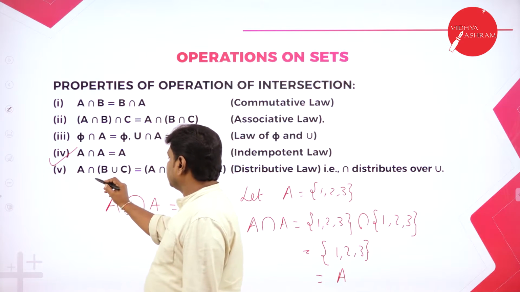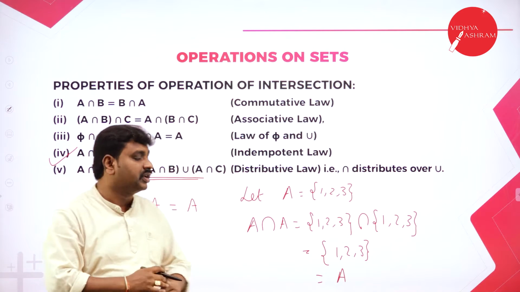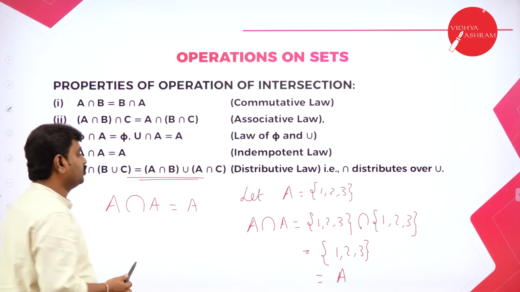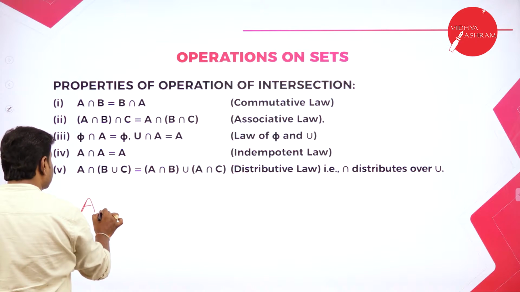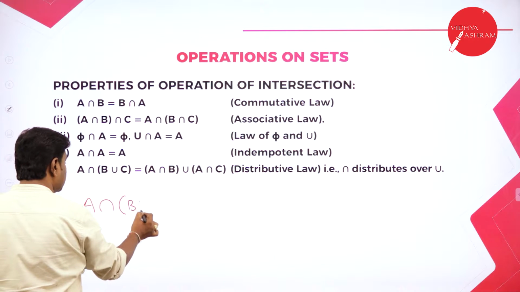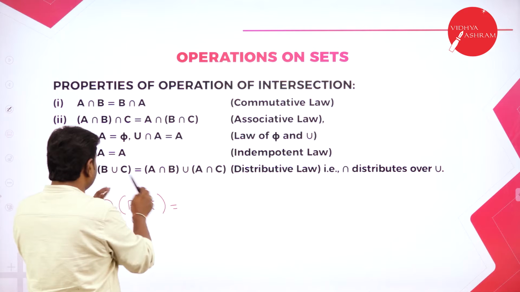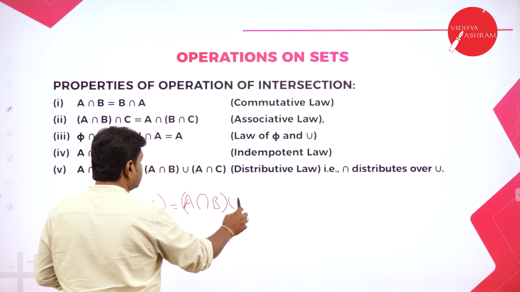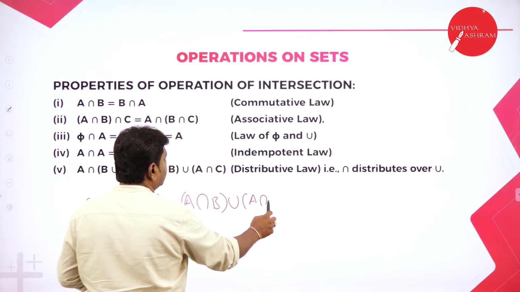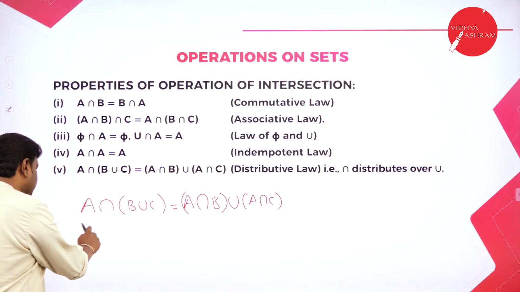Then we have the very interesting one called distributive. We'll combine union and intersection. On distributive, we can expect problems in your board exam. So distributive is interesting. A intersection (B union C). How to read this? This is intersection, this is union. You can take it inside: A intersection B union A intersection C. This is one of the interesting properties. We'll prove this by taking an example.